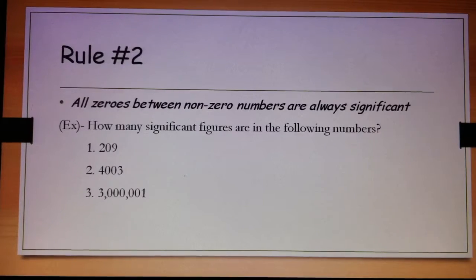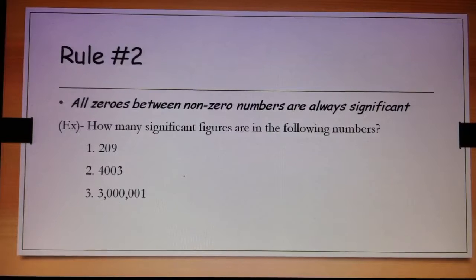Okay, rule number two. All zeros between non-zero numbers are always significant. Right here we have some more examples. How many significant figures are in the following numbers? First one is 209. The second one is 4003, and the third one is 3,000,001. I'll give you some time. Okay, next slide.